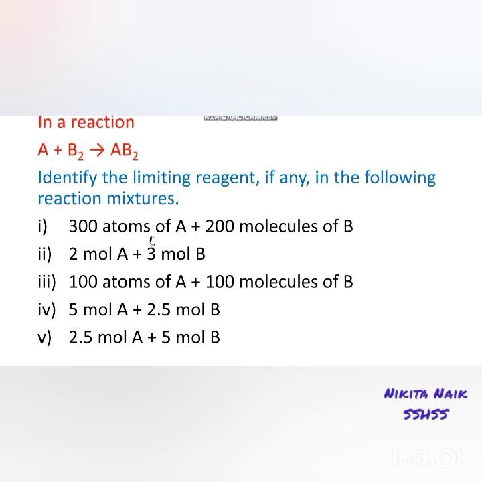First one is 300 atoms of A plus 200 molecules of B. Second is 2 mole of A plus 3 mole of B. Third is 100 atoms of A plus 100 molecules of B. Fourth one is 5 mole of A plus 2.5 mole of B. And fifth one is 2.5 mole of A plus 5 mole of B. Let's see the solution of each one of these now.